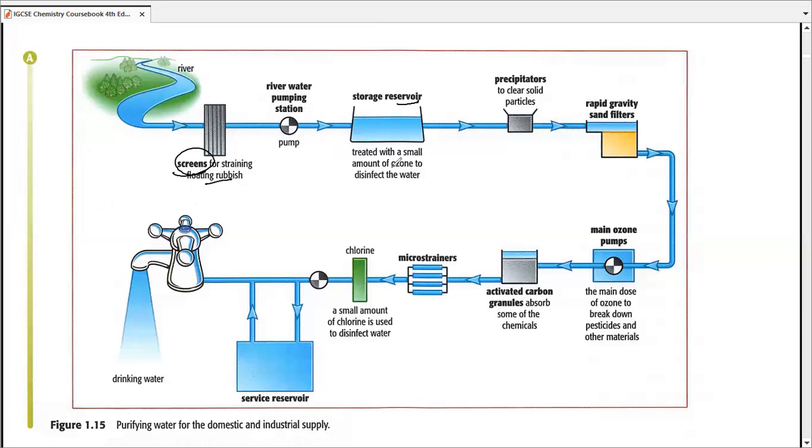We treat it with a small amount of ozone to disinfect the water. We're going to use ozone, the formula of which is O3, and it's a very good oxidizing agent. Now, oxidizing agents are explained very well in chapter 4 of the same book. These are the agents which can give oxygen to any of their reactant materials.